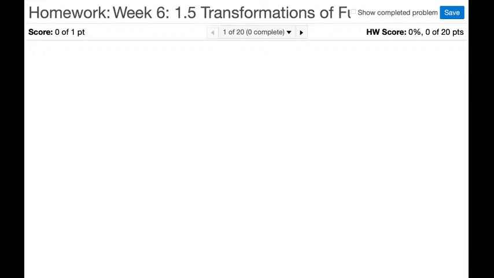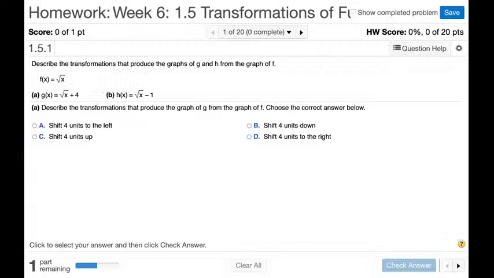And let me check OBS because I know sometimes that likes to not work properly. Okay, it looks like it's working.